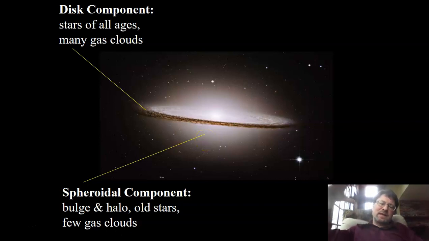outward into the halo. Now, the disk stars are of all ages, like in our Milky Way, and there are gas clouds all around forming new generations of stars. The spheroidal component consists of old stars, and there will be few gas clouds that remain to make new generations of stars, which is why they're all old.